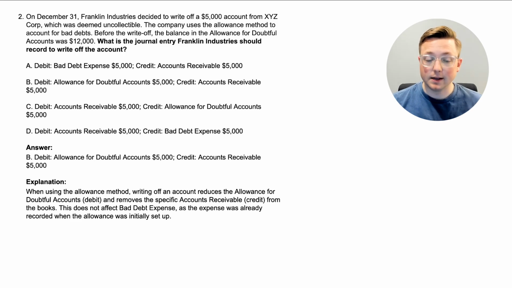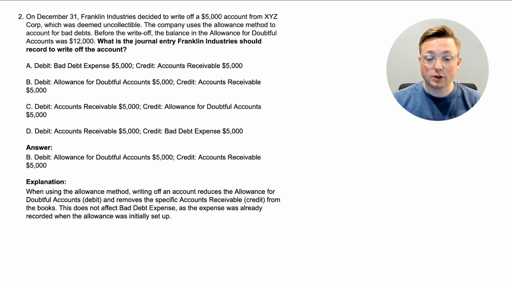All right, here we are. The answer is B. For this journal entry, you would debit the allowance for doubtful accounts, and you would credit the accounts receivable for the amount that was written off. So that's what you do. That is the journal entry when you're using the write-off method. When you do a write-off, this is the journal entry. So let's dive into the explanation.